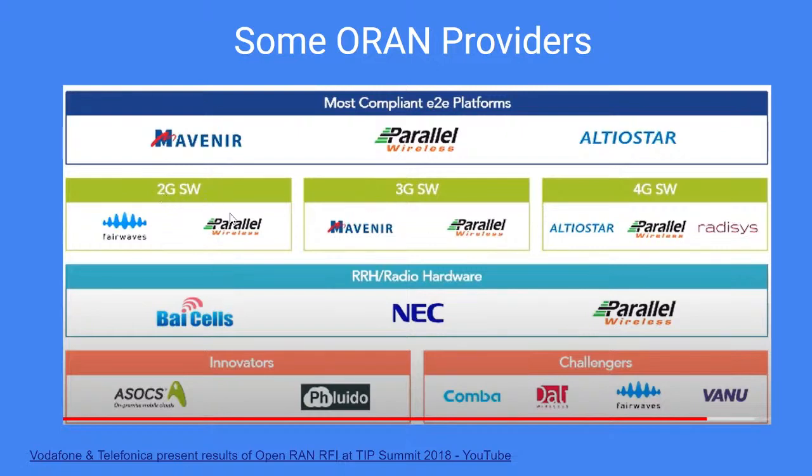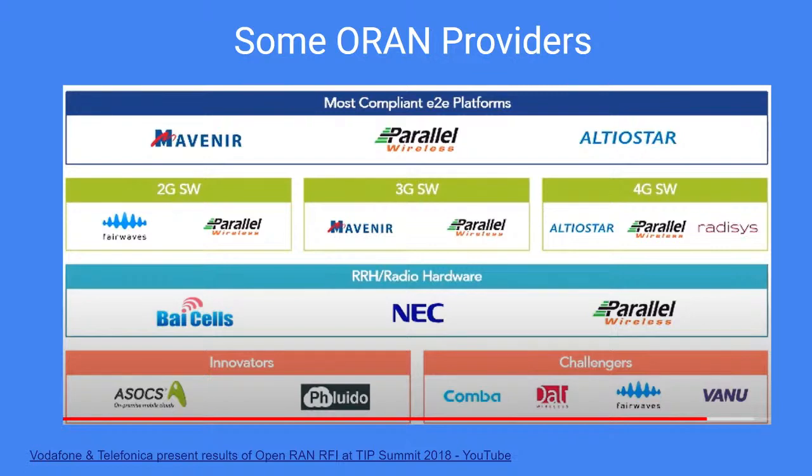And here, Parallel Wireless and Fairwaves are specialized in Open RAN for 2G, Mavenir and Parallel Wireless for 3G, and Altiostar, Parallel Wireless, and Radisys are for 4G software. So, as you can see, Parallel Wireless can provide all the Gs in an Open RAN manner. That's why it's kind of winning over the other companies who are providing just for a single G.